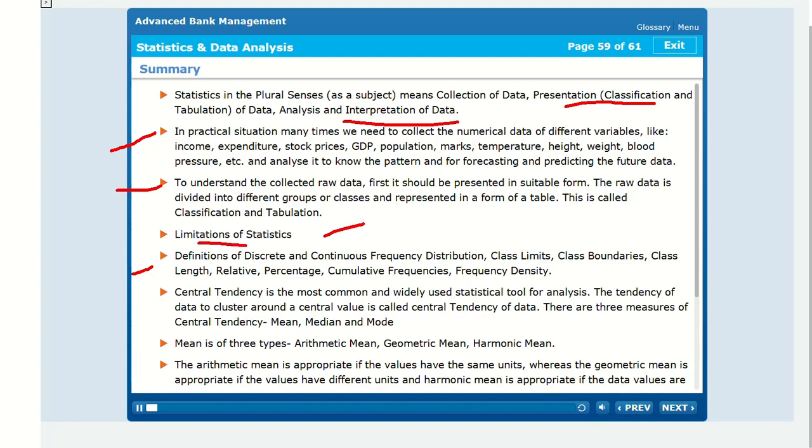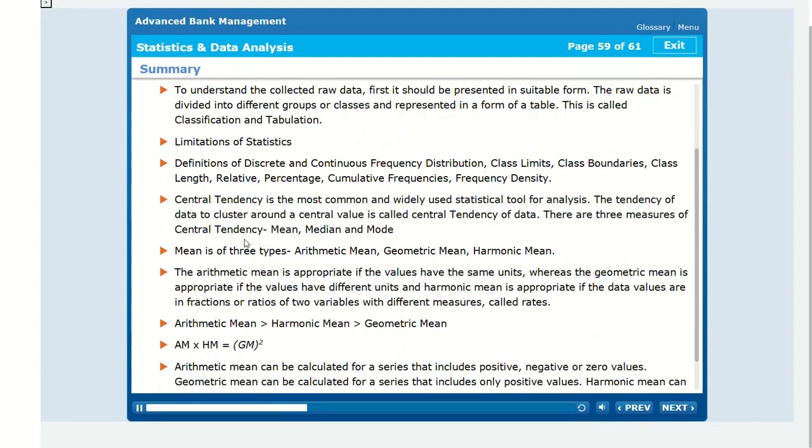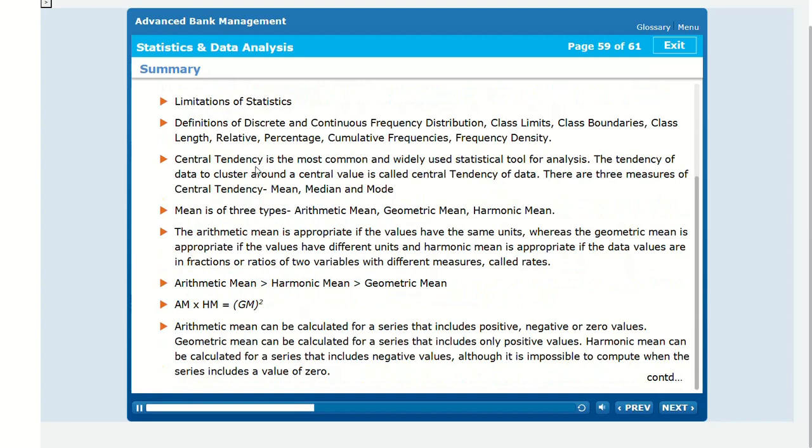Limitations of statistics. Definitions of discrete and continuous frequency distribution, class limits, class boundaries, class length, relative, percentage, cumulative frequencies, frequency density. Central tendency is the most common and widely used statistical tool for analysis. The tendency of data to cluster around a central value is called central tendency of data. There are three measures of central tendency: mean, median and mode.